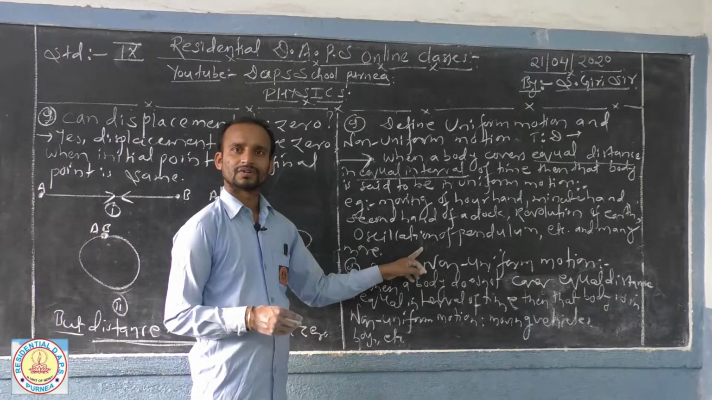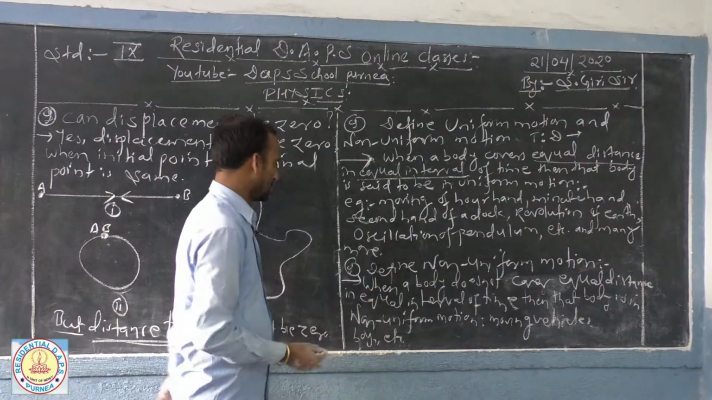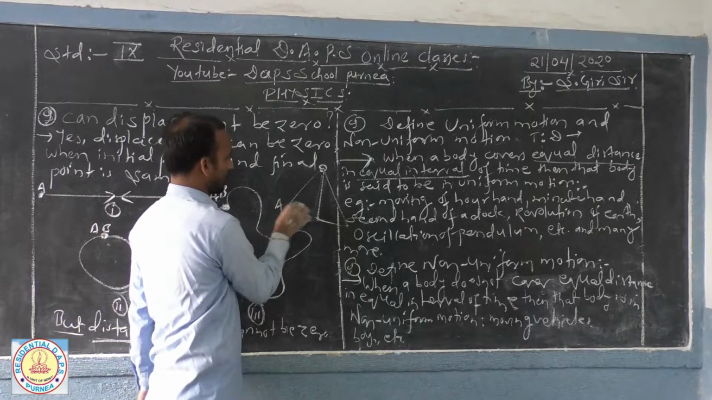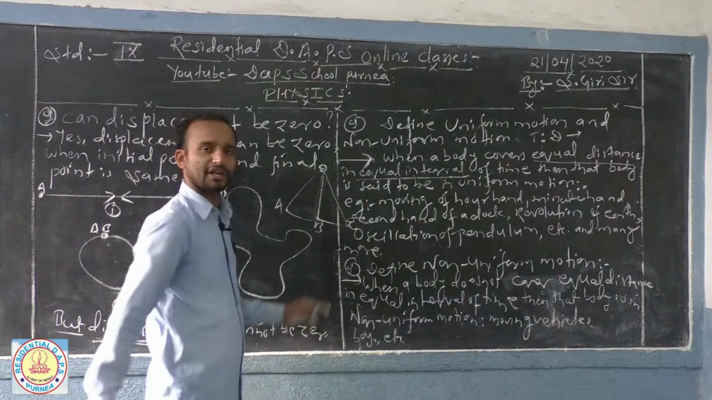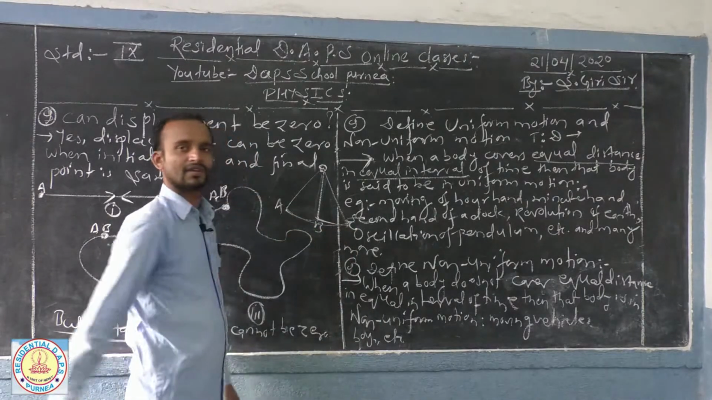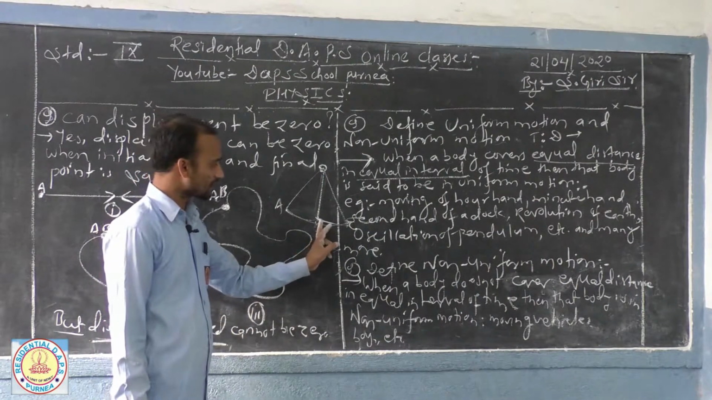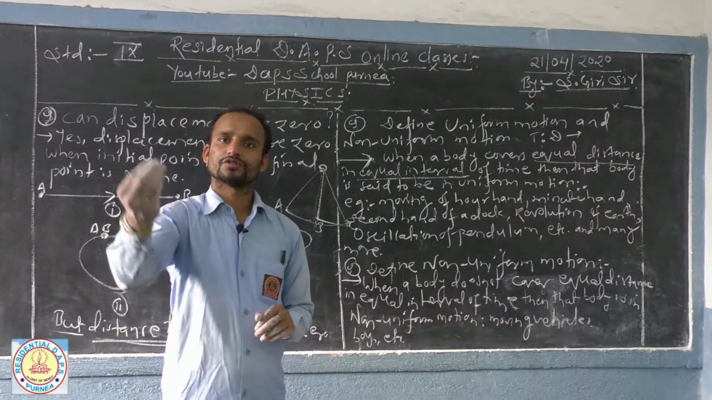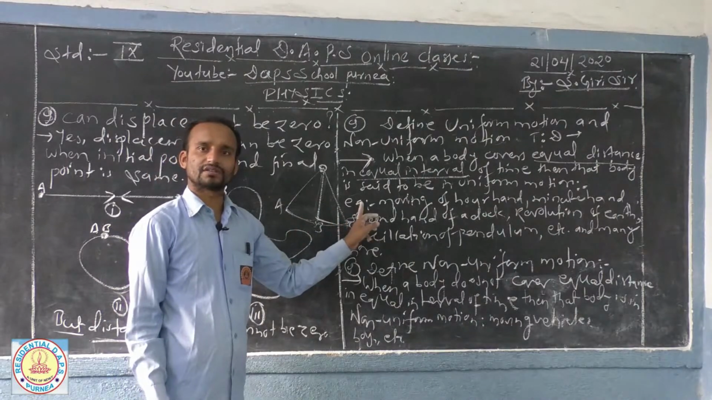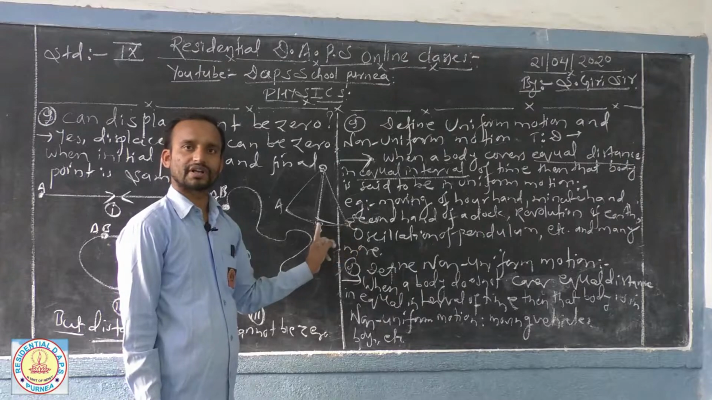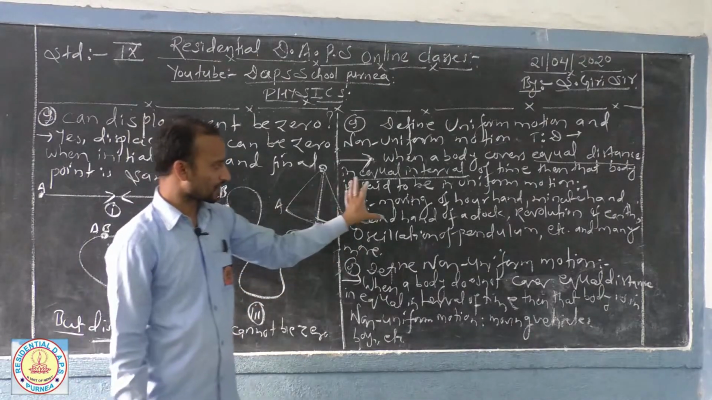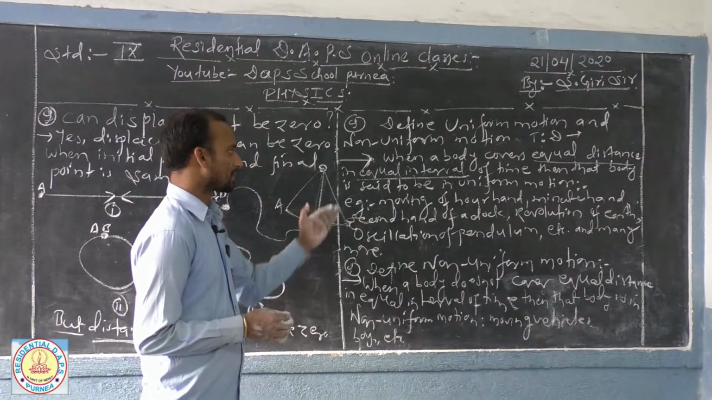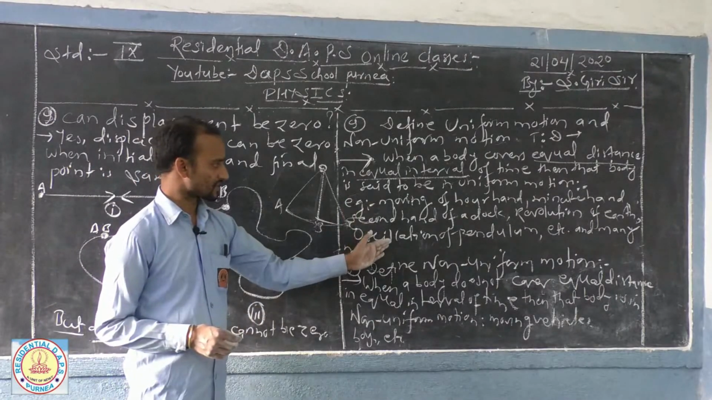Next, the oscillation of a pendulum. Suppose A is the extreme position, B is the mean position, and again C. Whatever time it takes from A to B, the same time is taken from B to C, and vice versa. You might have seen a pendulum clock. The pendulum keeps on swinging. In the same time interval it goes from one position to the next. So when a body is traveling equal distances in equal intervals of time, that body is said to be in uniform motion. You can collect many more examples.